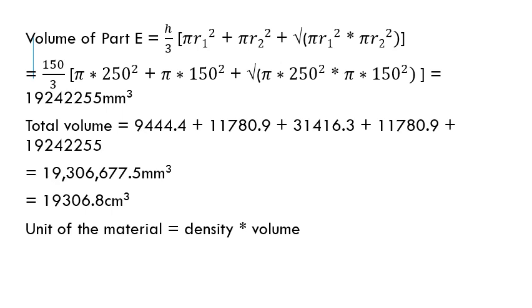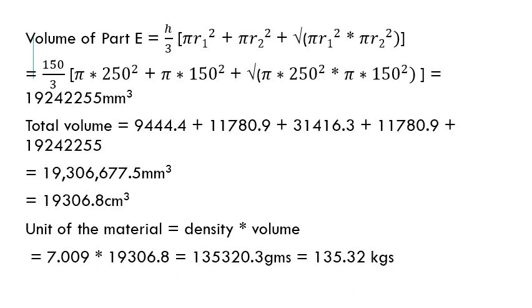Now the unit of the material, same formula, density into volume. There is no difference here. Density is given as 7.009 multiplied by 19306.8, and it comes out to be 135.32 kgs. We can very easily estimate that. See, 50 centimeter dia, and the length is also almost 1000 mm. So obviously we can estimate it as a very huge lathe center. Okay, and its weight would be 135.32 kgs. That's quite obvious.